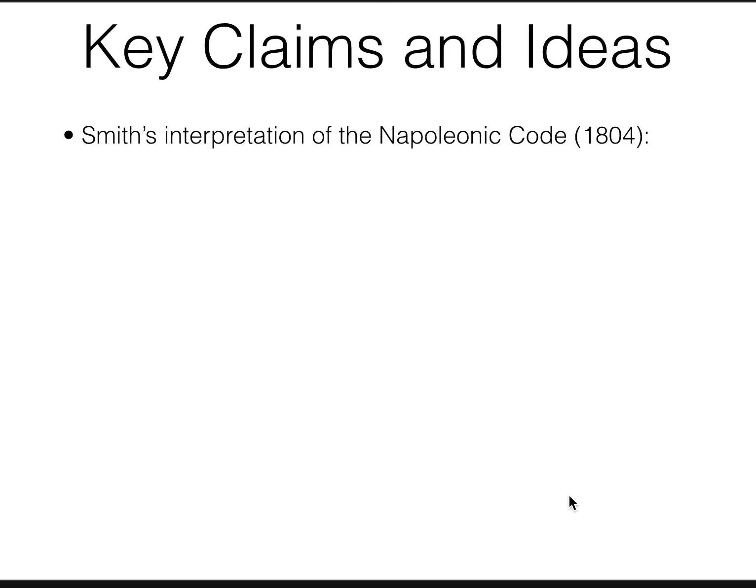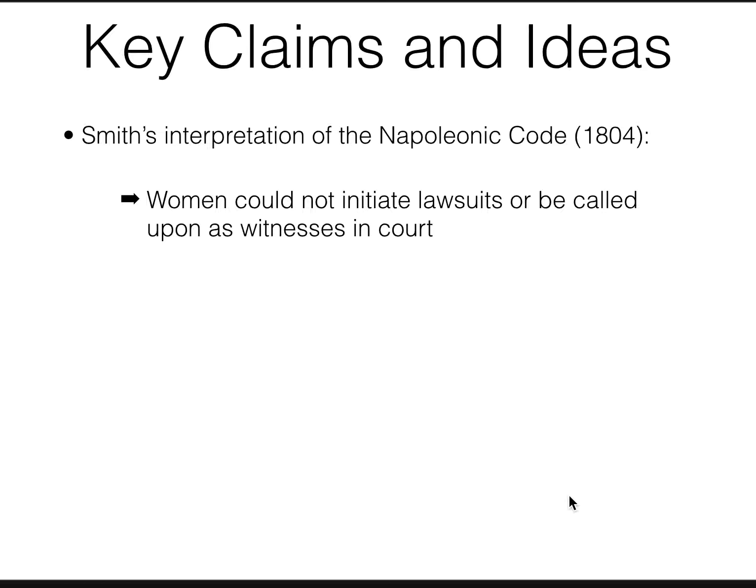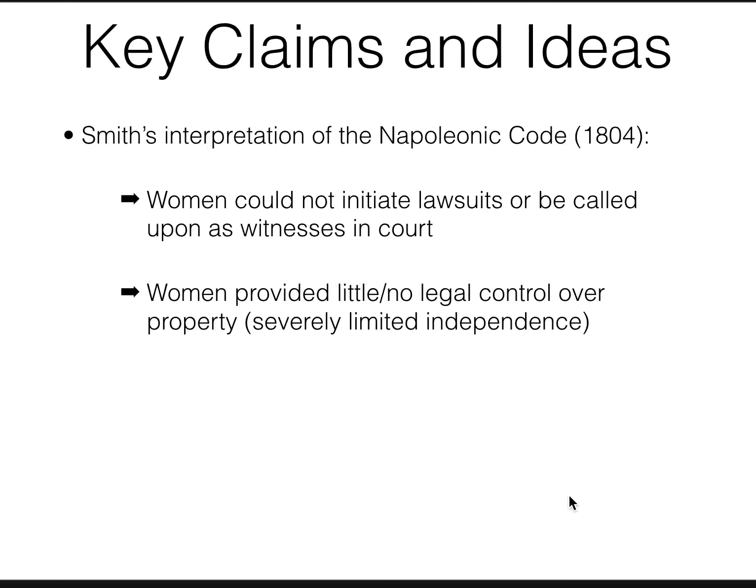What does she actually say about the code? What kinds of things can she say to draw this conclusion? Well, her reading of the code brings up a couple of important points. One is that in the code, women were not allowed to initiate lawsuits. There's lots of reform going on in terms of the legal code in France and across Europe where the code was implemented, but one of the absent points was that women weren't allowed to start lawsuits. So that's a clear disadvantage. They also weren't allowed to be called upon as witnesses in legal cases. So there were many restrictions on what they could achieve legally in Napoleon's empire.